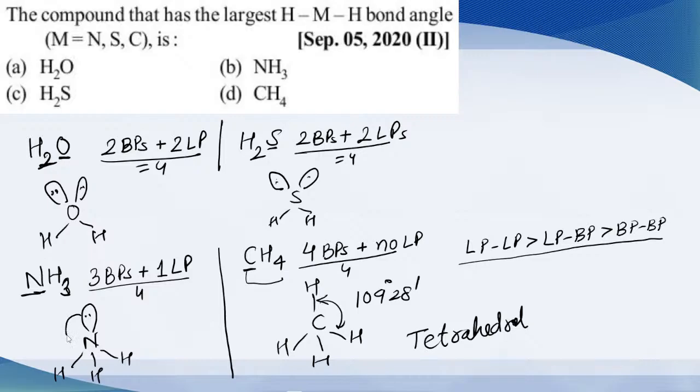Due to the presence of lone pair, lone pair repels bond pair more, so bond pairs come closer, so the angle between the bond pairs decreases. In methane there is a 109 degree 28 minute angle, but in ammonia it is very close to 107 degrees.